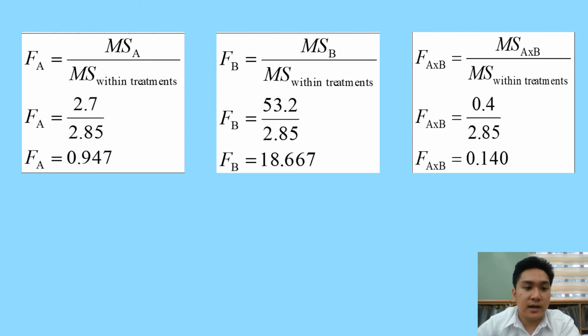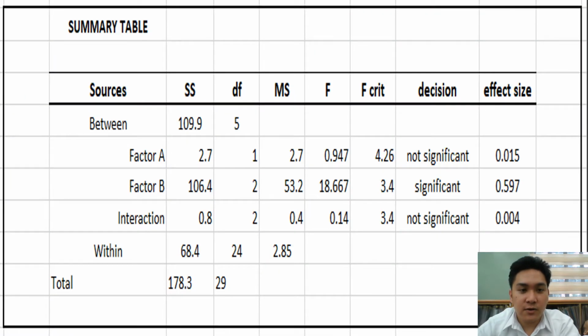Now, to get the FA, find the quotient of MSA over MS within treatments. And then the same goes for MSB and also MSA times B. They're all the same formula. You just need to substitute them with the relevant data. Now, here's the summary table.